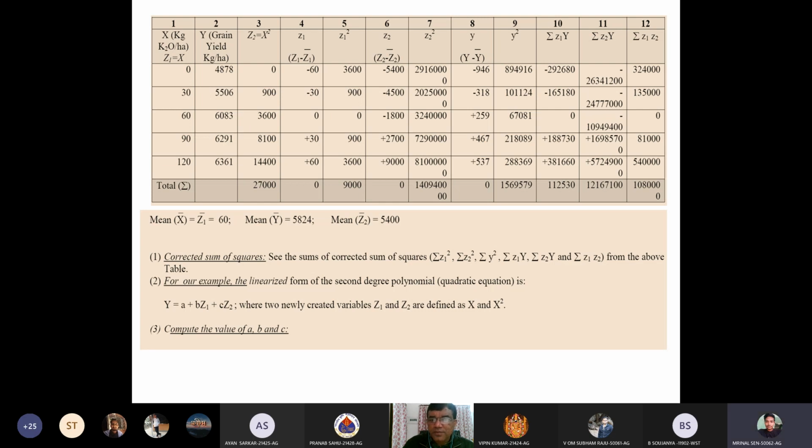My question is that in that case, if I put x equal to 0 in this equation, then y comes equal to a. In that case, y is equal to a. Then sir, in the table we get that at the input level of 0, the y is equal to 4878.66. Then sir, can we tell that a is equal to 4878.66?